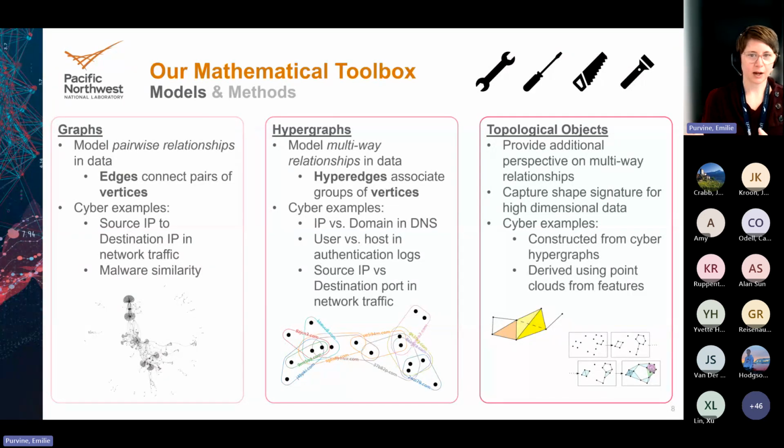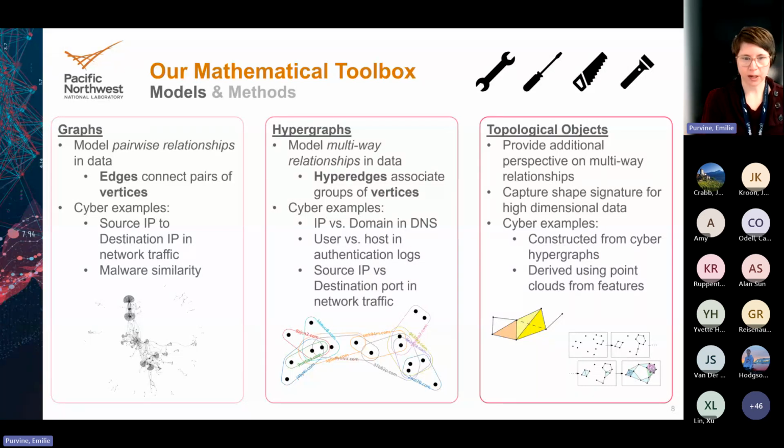So that's graphs. Hypergraphs generalize graphs in some way, to model multi-way relationships in data. So here we still have vertices or objects, but now in a hypergraph we have hyperedges that associate groups of vertices. So instead of pairs being related, we have some sort of group. So a particular example would be IP versus domain in DNS.